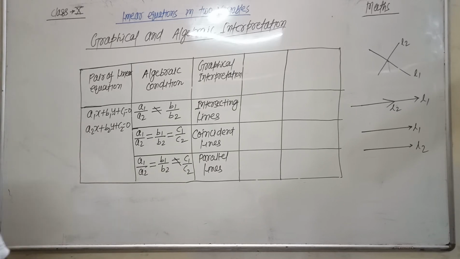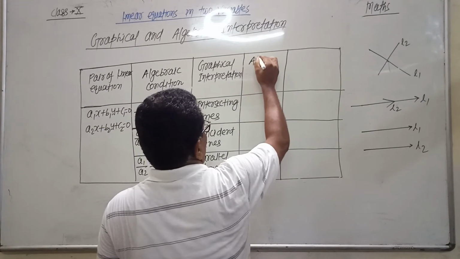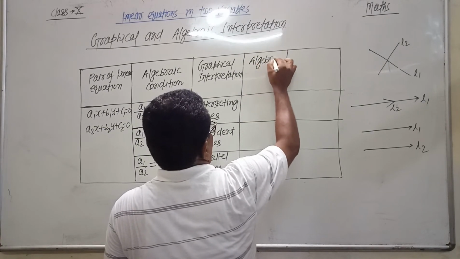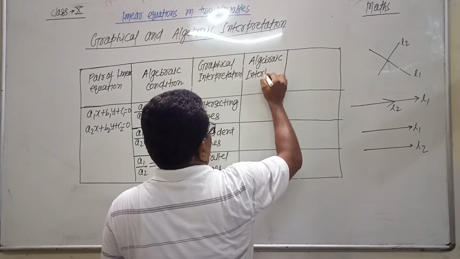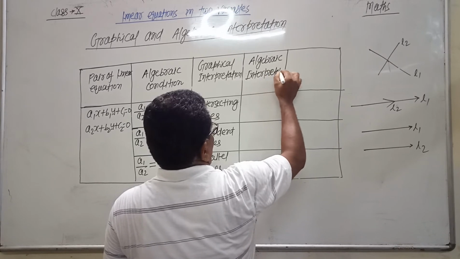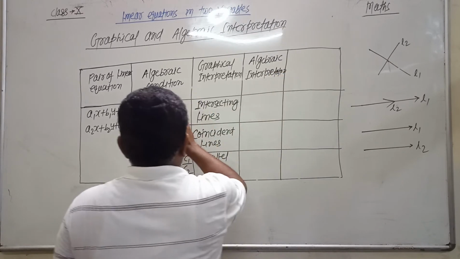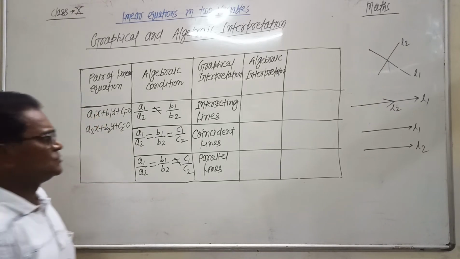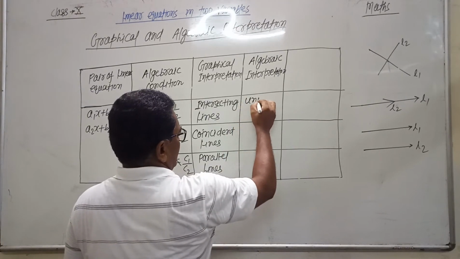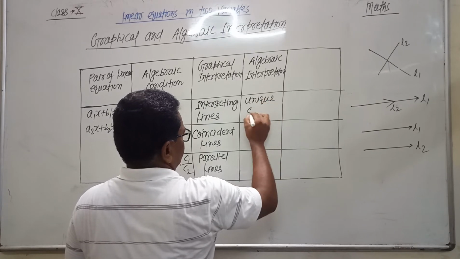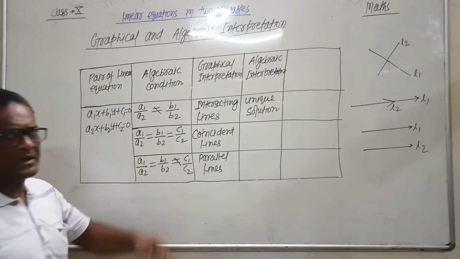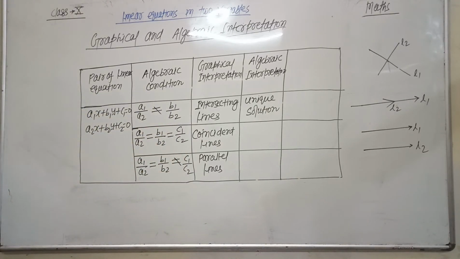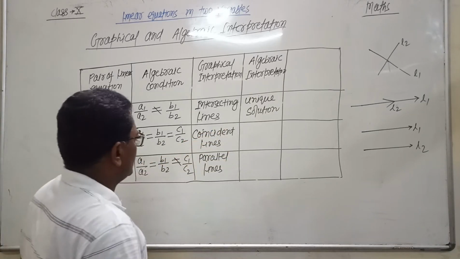Now, algebraic interpretation. This is a1 by a2 is not equal to b1 by b2. This is called a unique solution. If the condition is a1 by a2 is not equal to b1 by b2, then this is called a unique solution.